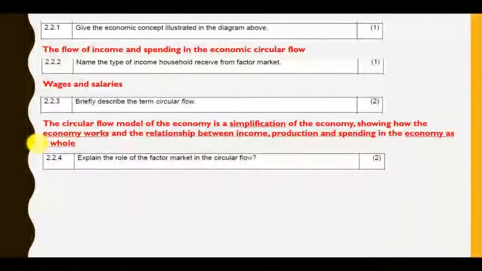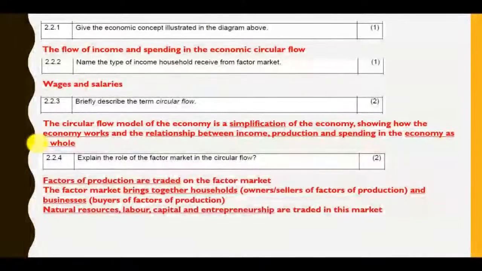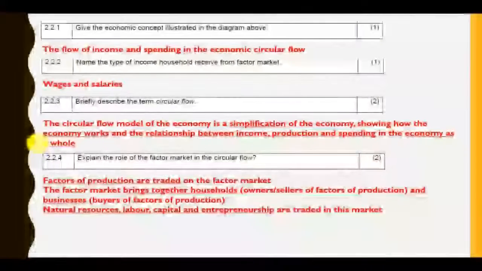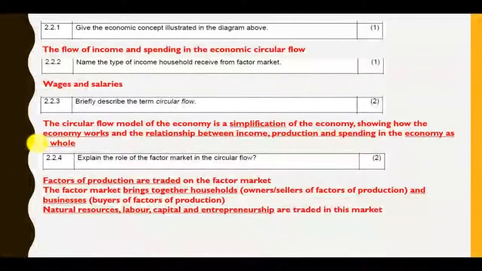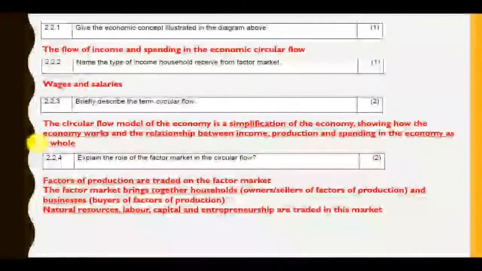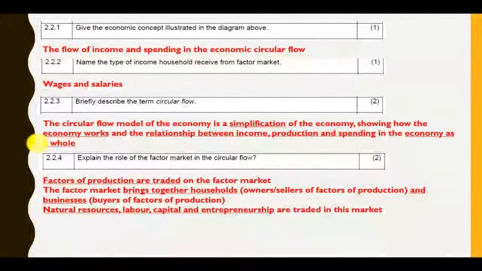So what does the factor market do? Factors of production are traded on the factor market. Remember, it's only for 2 marks, so you just have to give one of these different options that I'm giving. So, that first sentence, factors of production are traded on the factor market. The factor market brings together households who are the owners or sellers of factors of production and businesses who are buyers. I could have actually put in there, grade 12s, businesses and government, because of course government also purchases factors of production. And then what are my 4 factors of production? Natural resources, labor, capital, and entrepreneurship are traded. So what we would be looking for in that answer is something about the buying and selling of the factors of production.